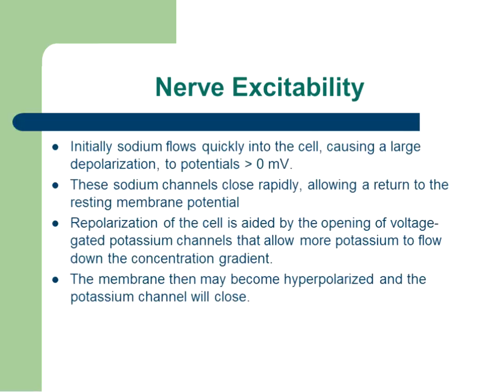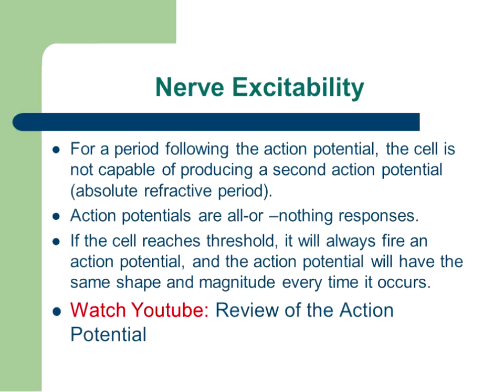This will be on the quiz, so I want to show the video to you regarding review of the action potential. But for a period following the action potential, the cell is not capable of producing a second action potential. This is called the absolute refractory period. Action potentials are all or nothing. They either occur or they don't. If the cell reaches threshold, it always fires an action potential, and the action potential will have the same shape and magnitude every time it occurs.